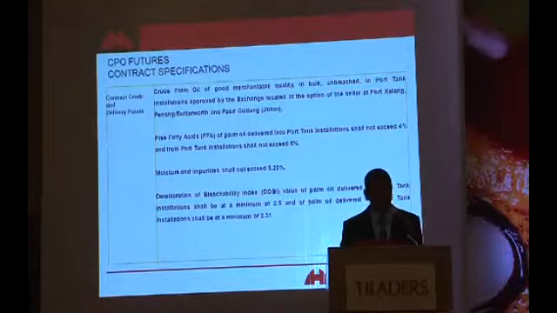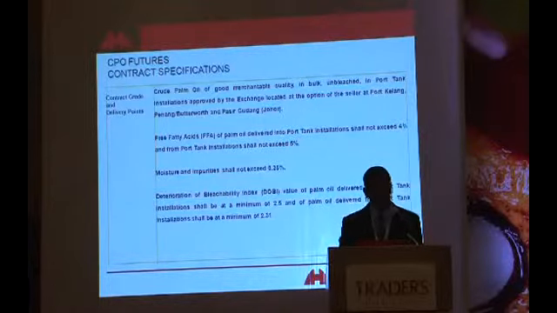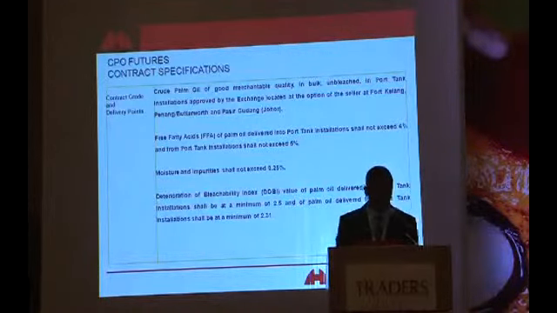This is the contract grade. As I said, futures contracts are standardized. There's a certain standard that you've got to follow. As you can see, CPO of good merchantable quality in bulk, unbleached in port tank, located at the option of the seller at Port Klang, Penang, and Pasir Gudang in Johor. Only 3 places. FFA should not exceed more than 4% when it's delivered, and from the port tank, PTI should not exceed more than 5%. Moisture and impurities as such, and DOBI as written there.